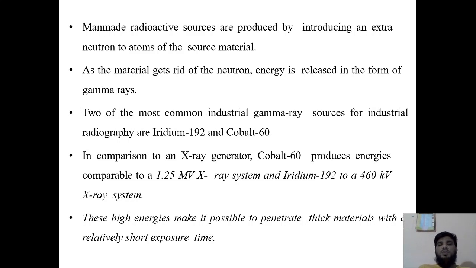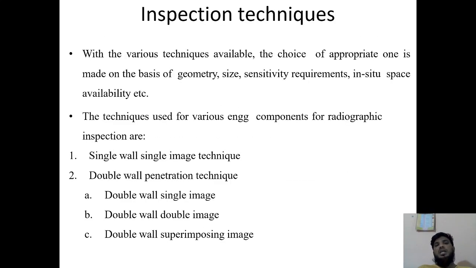Two of the most common industrial gamma sources for industrial radiography are iridium and cobalt. These two atoms gain nucleons, and based on that the atom will release some X-rays. In comparison to X-ray generators, cobalt 60 produces energy comparable to a 1.25 megavolt X-ray system, and iridium will produce a 460 kilowatt X-ray system. This high energy makes it possible to penetrate thick materials with relatively short exposure time.